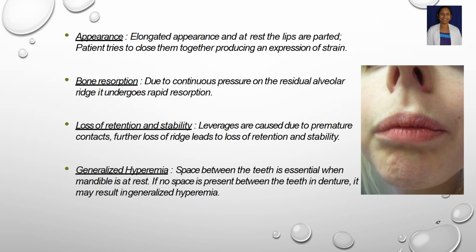The lower face will be elongated and the lips will be obliterated, and the patient will try to overclose the lips, and it gives a strained appearance. There is a loss of retention and stability in the dentures, and because of constant pressure and premature contact of the teeth, it causes a generalized hyperemia on the basal seat area. So this causes bone loss.